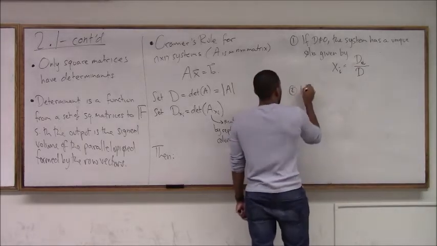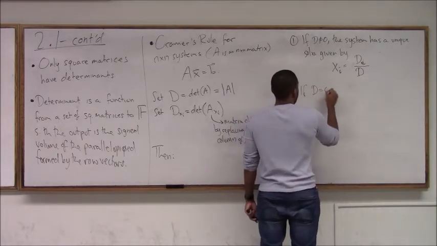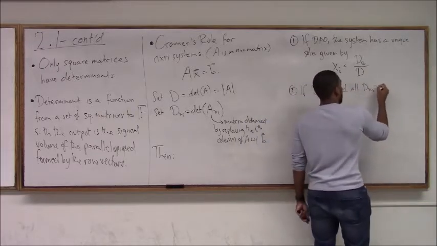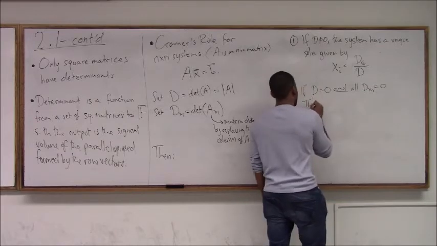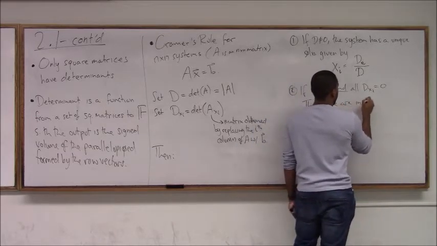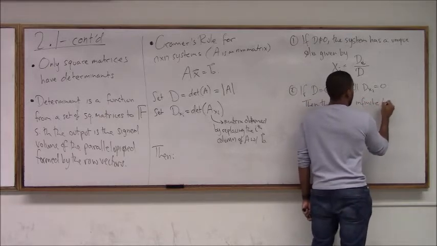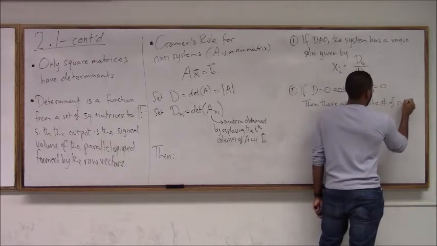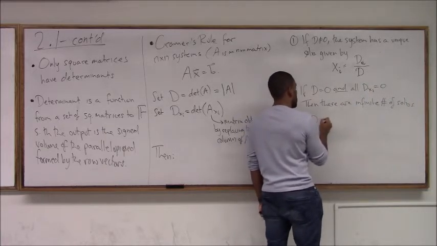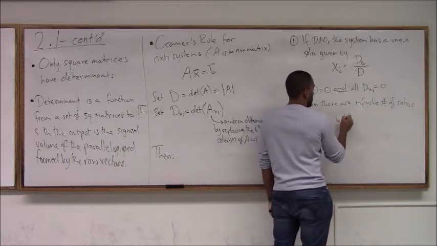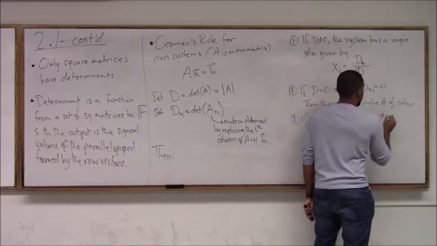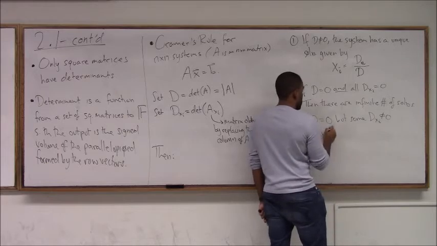2. If D equals 0 and all the other guys also equal 0, then there are infinite solutions. And 3, if D equals 0, but some dxi not equals 0, then there are no solutions.